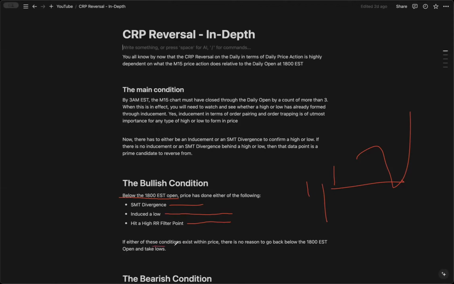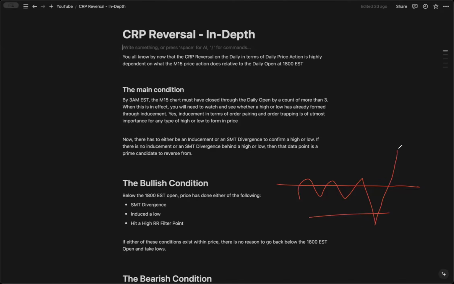If either of these conditions exist within price, there is no reason to go back below the 6 o'clock EST open and take lows. Meaning, if price is already induced, there's no reason to come back down and induce again, just to go up.